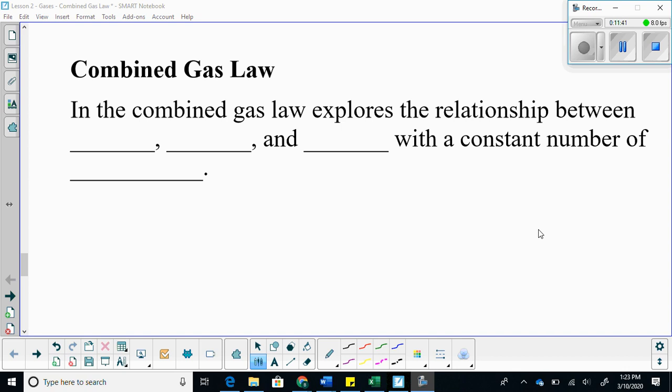Combined gas law. In the combined gas law, we will explore the relationship between volume, pressure, and temperature, with a constant number of moles. So we will have a constant number of moles. We will be manipulating two of the following variables: temperature, volume, or pressure, and one of them will be our responding variable.